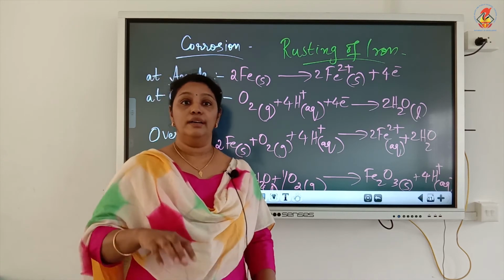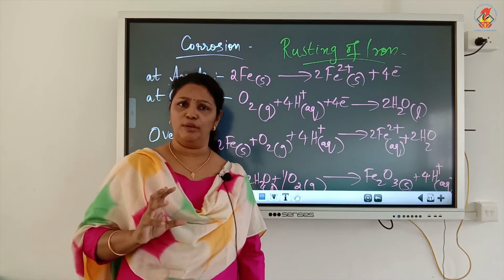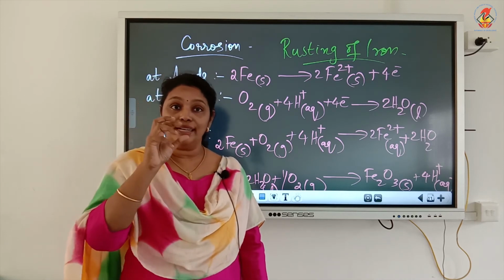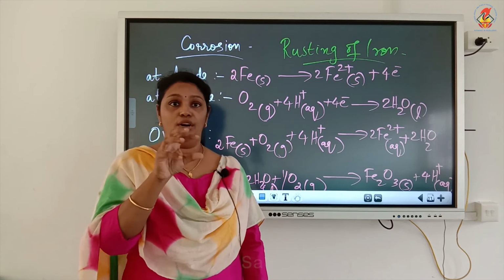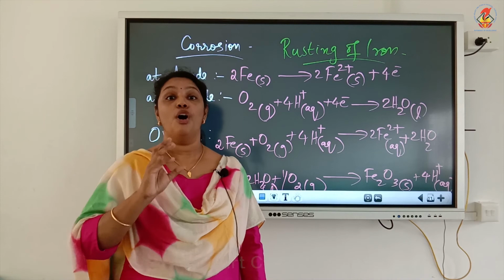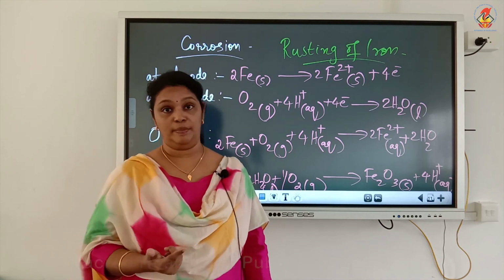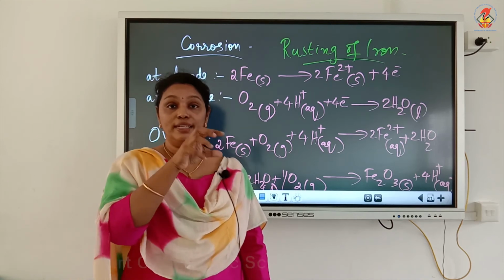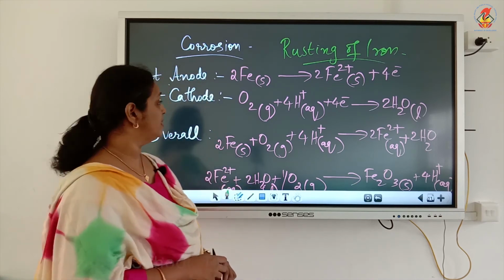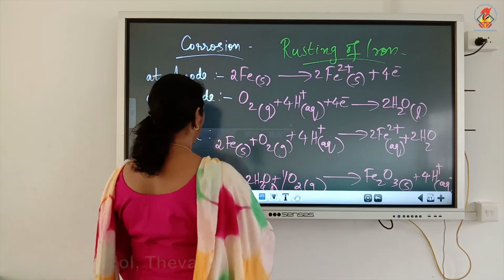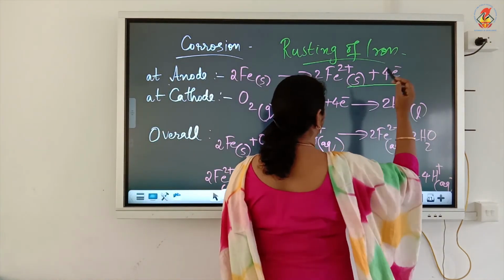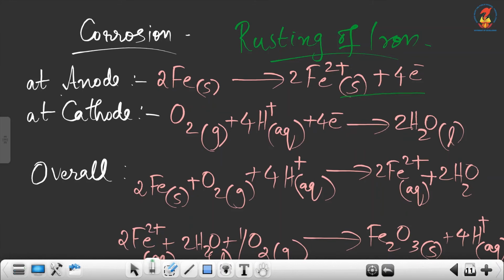Now on any particular part of an object made of iron, what happens is oxidation. At a particular point on that iron object, oxidation takes place. So oxidation of iron takes place, and that part of that object will act as anode. So we can see the reaction at anode. At anode we have iron getting oxidized to Fe2+ by losing 2 electrons.